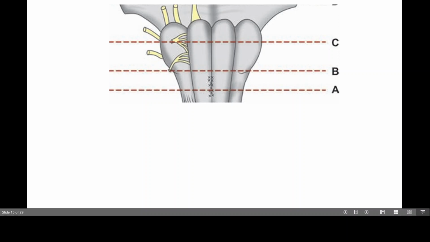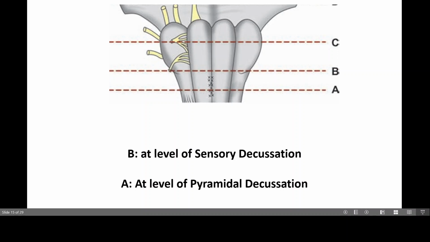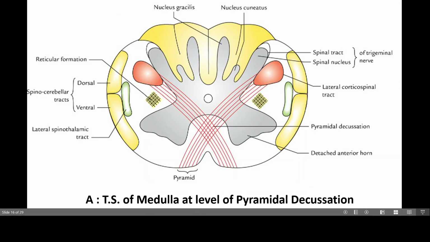Okay, so we will be discussing how to draw the three diagrams of the transverse section of medulla oblongata at the three levels which we have covered. This level A, which is at the level of pyramidal decussation, level B, which is at the level of sensory decussation, and level C, which is at the level of the olive or the inferior olivary nucleus. So the first diagram which we see here, how do we go about drawing this?